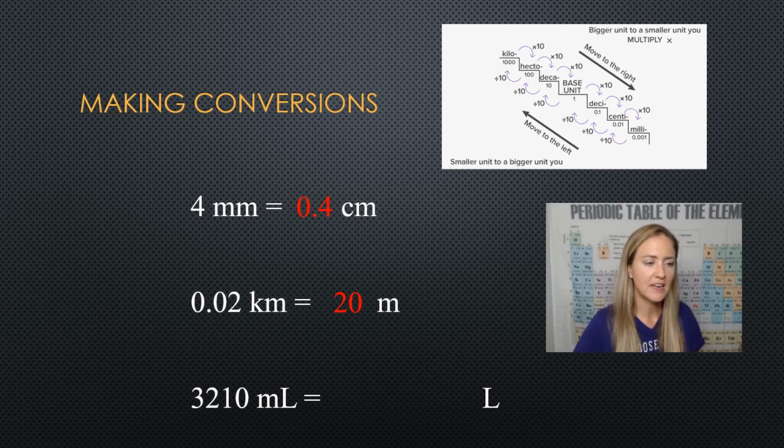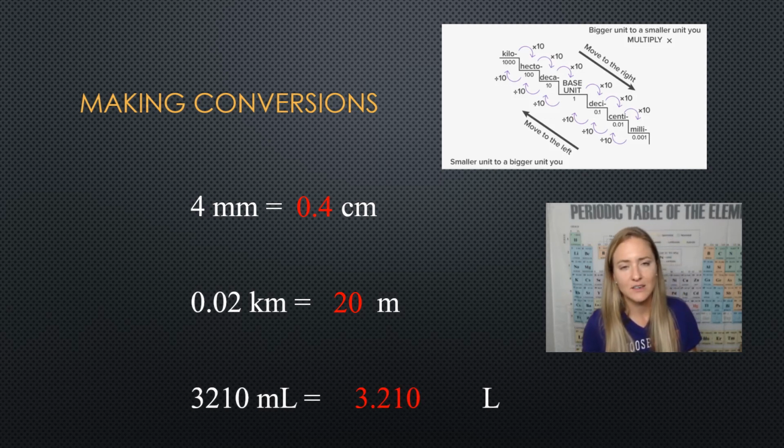And then finally, I've got 3,210 milliliters. So I'm going to start at milli, and I'm going to move my decimal point 1, 2, 3 places to the left in order to get to my base unit. So again, your decimal point, since it's not actually there, it's understood to be at the very end of the number. So I'm going to move it past the 0, past the 1, past the 2, and I end up with 3.210 liters as my answer.